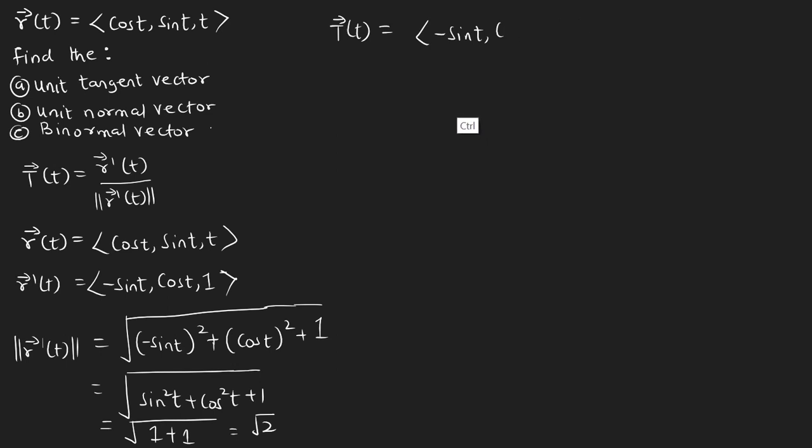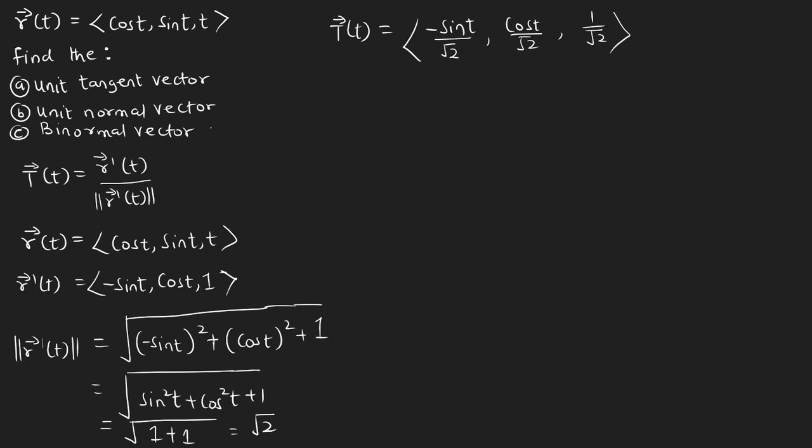So let's rewrite this. We are going to divide each of these components by the magnitude. So that will be minus sine of t divided by the square root of 2, and then you have cosine of t divided by the square root of 2, then you have 1 over the square root of 2. So this will be the unit tangent vector.